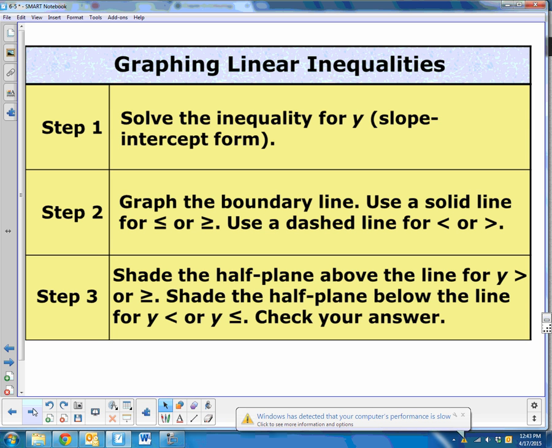Okay, here are our steps to solving and graphing a linear inequality. Step 1: we're going to get y all by itself, slope-intercept form, y equals mx plus b. Step 2: we're going to graph the boundary. We're either going to do a solid line or a dashed line. We're going to graph the line like we normally do, except with a solid or a dashed line, depending on if it's equal or not equal. And then we're going to shade.